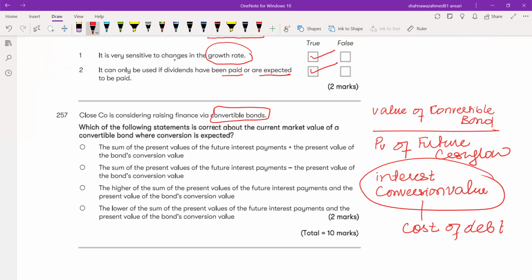Now, what is the current value given? The sum of the present value of future interest payment plus the present value of the bond's conversion value. So what is the difference between the first two? The sum of the present value of future interest payment plus the present value of the conversion value is the right answer, minus is the wrong answer.